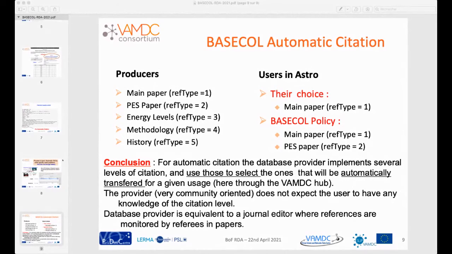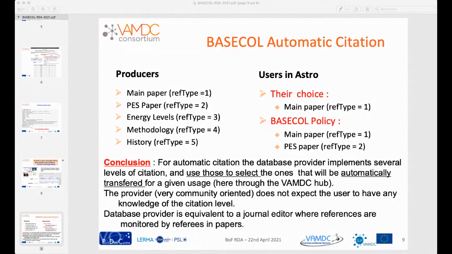So for automatic citation, we have assigned different levels of citation, and for now we use them to select the ones that will be automatically transferred for the given usage through the VAMDC hub. So basically, as provider, through the automatic citation system, we do not expect the user to have any knowledge of the citation level, and you shouldn't expect the user to have any knowledge because they don't care about it.